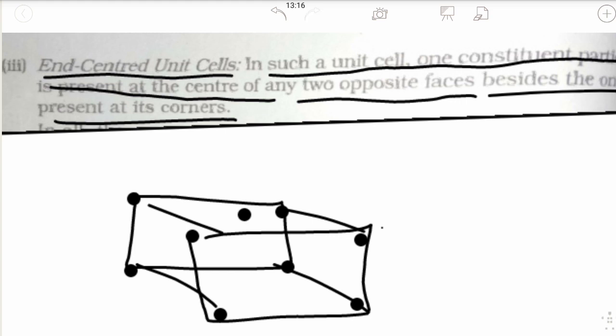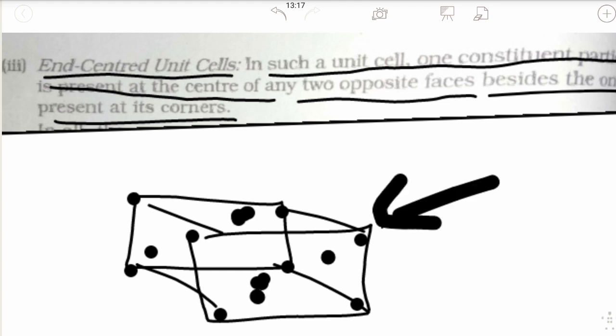Consider here you have a lattice point. In the end centered unit cell, you must have a lattice point opposite of this. If you have a lattice point here, you must have one on the opposite face, but not at the corners, only at the opposite faces. This is how they are classified.